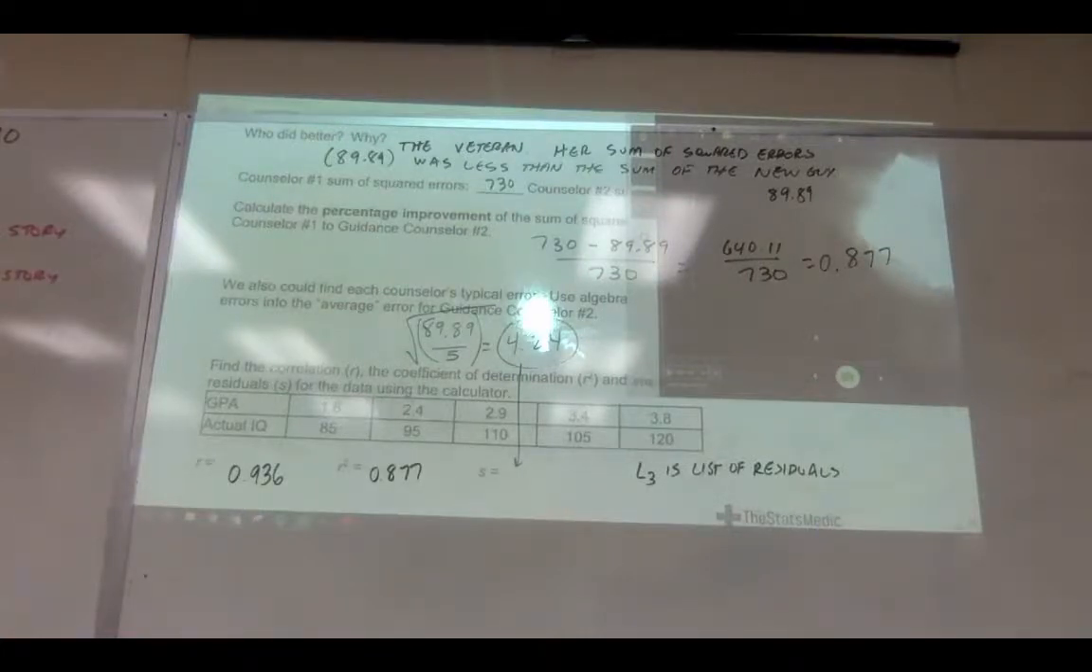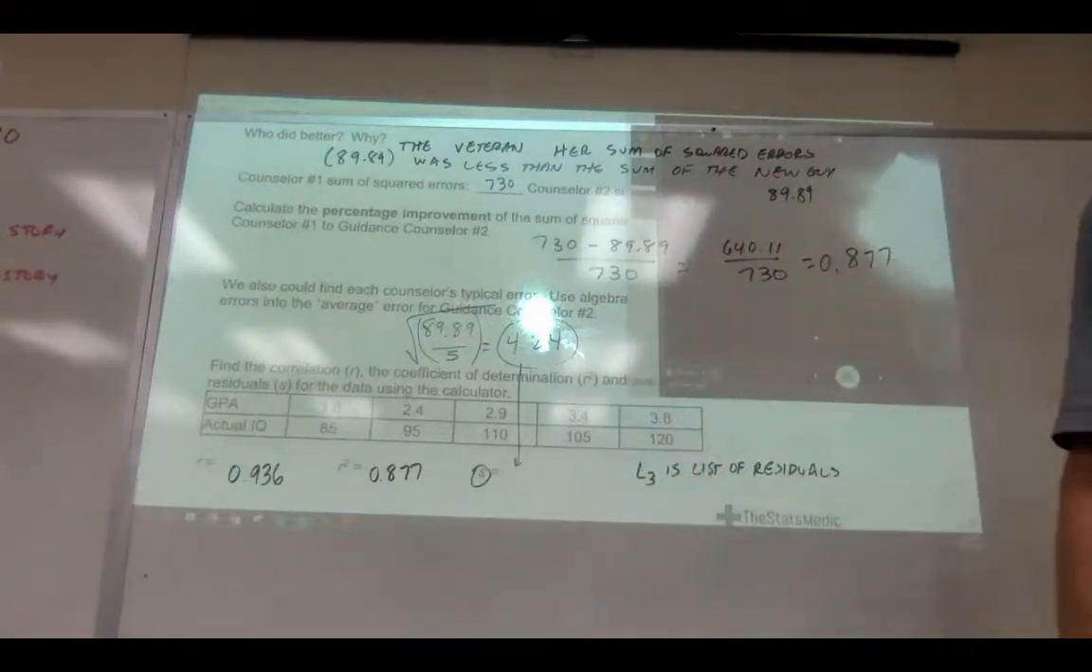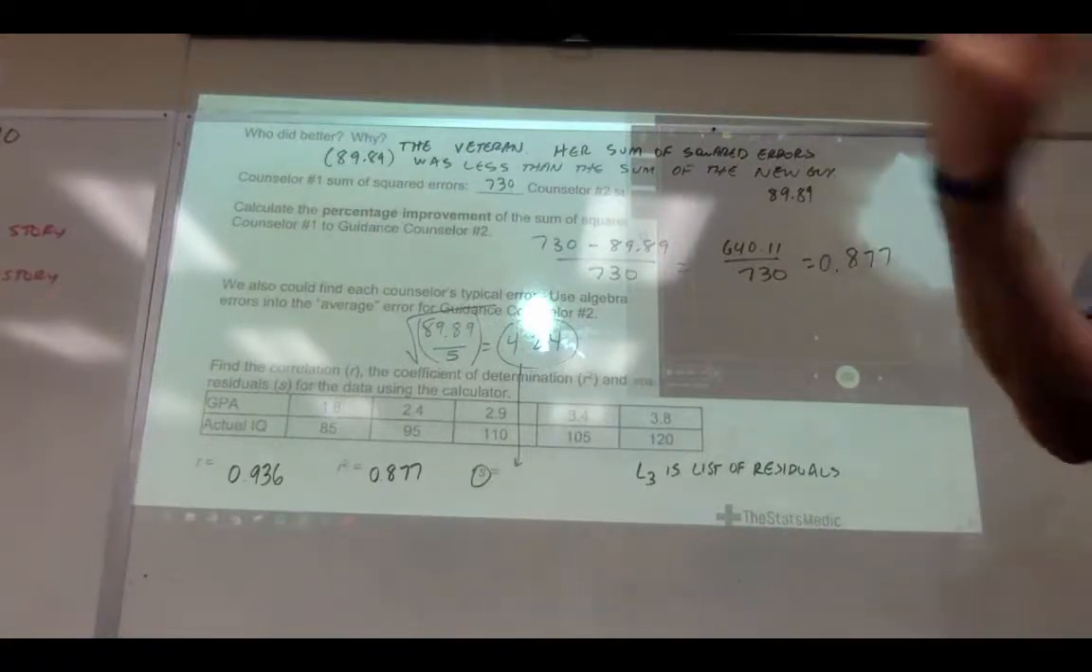So we want the list of residuals. Where are we going to get the standard deviation of one list? One-var stats. Okay, so under the calc menu under stat, you're going to do the one-variable statistics of just list 3.